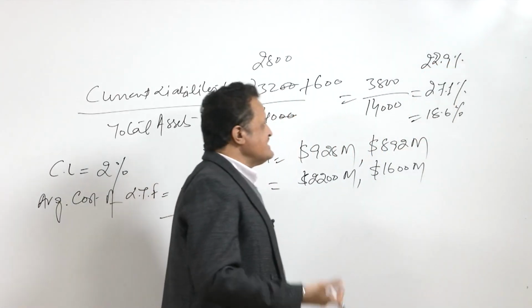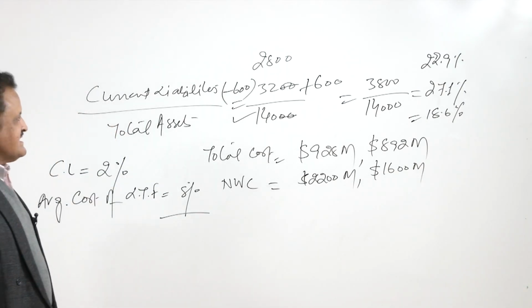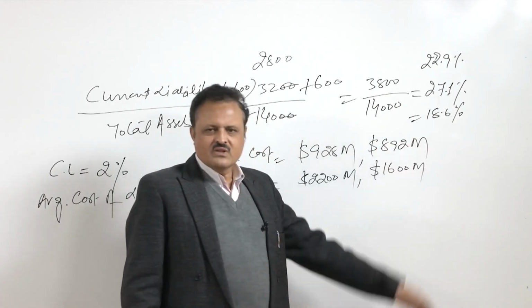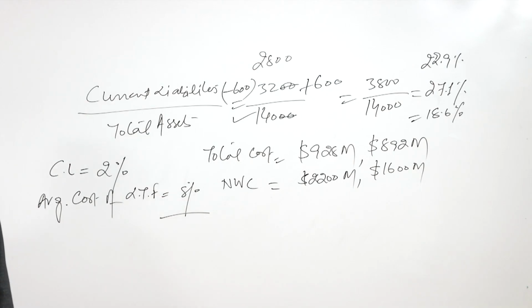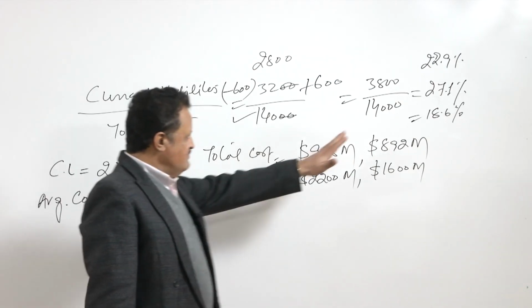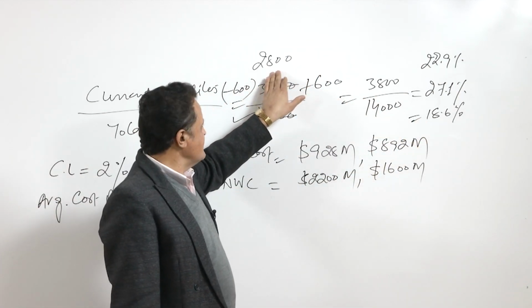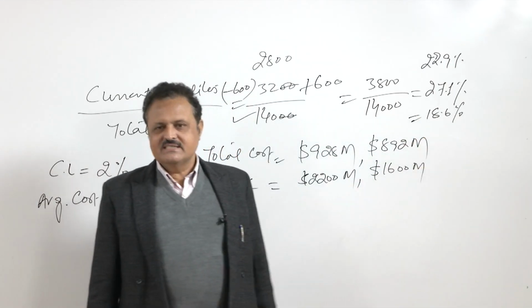Then when we increase the contribution from the short term sources, the ratio went up to 27.1%. And when we decrease the extent of the current assets or funds coming from the short term sources, then the ratio has come down. We have decreased here. So now it is not 3,200, it is 2,800, and the ratio has come down to 18.6%.